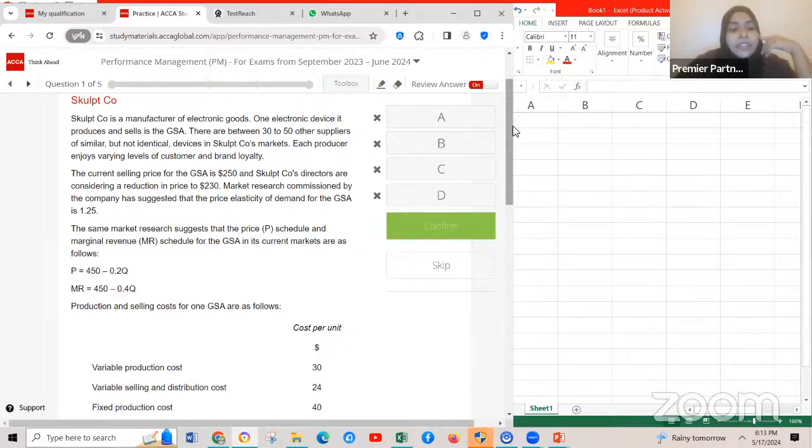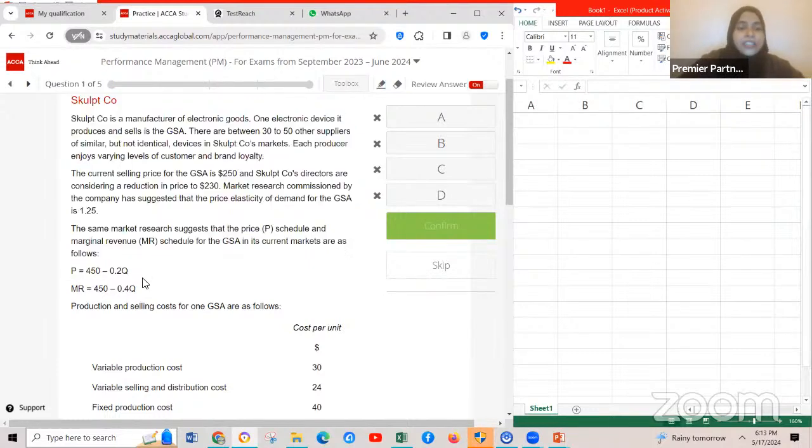The same market research suggests that the price P schedule and marginal revenue MR schedule for the GSA in its current market are as follows. So here they have given you the formulas. You don't have to find them. There may be situations where you have to find B. Then you take the change in price, divide by the change in quantity to find B. A is the demand when the price is 0, that is 450. They have already given it to us.